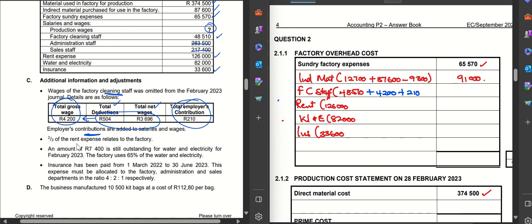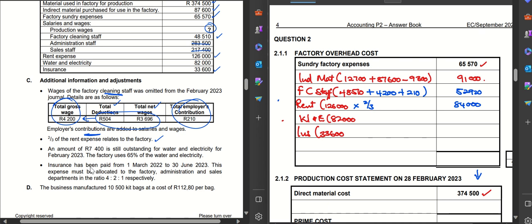Let's go on to the next one. 2/3 of the rent expense relates to the factory. So I'm going to come here and I'm going to say this, then I want to get 2/3 of that because that is what relates to the factory, and I'm going to end up now with 84,000 over here. Okay, so if I close this bracket there, I'm going to get 52,920. I'm going to close it such that I'm able to complete the production cost statement as well.